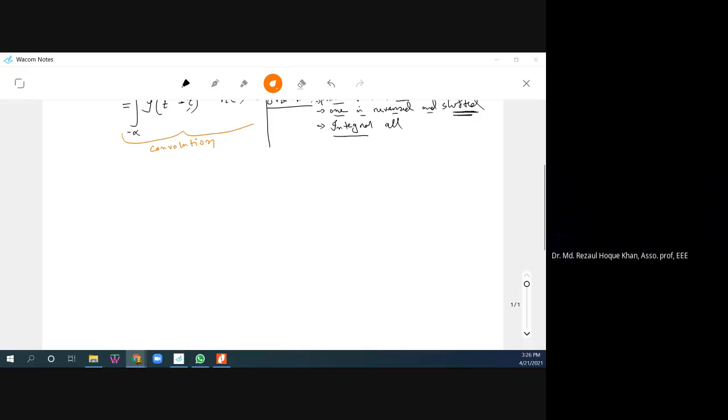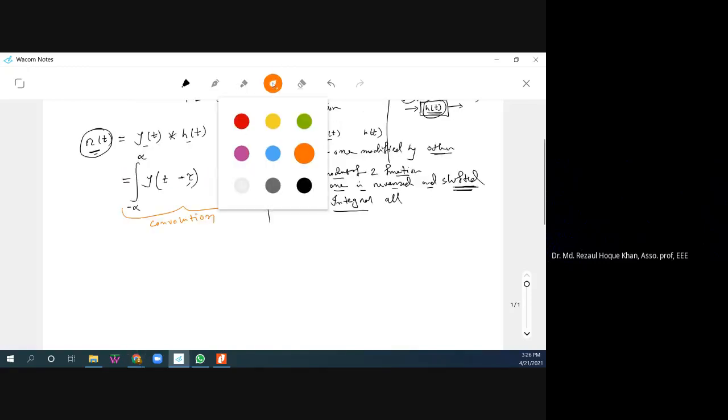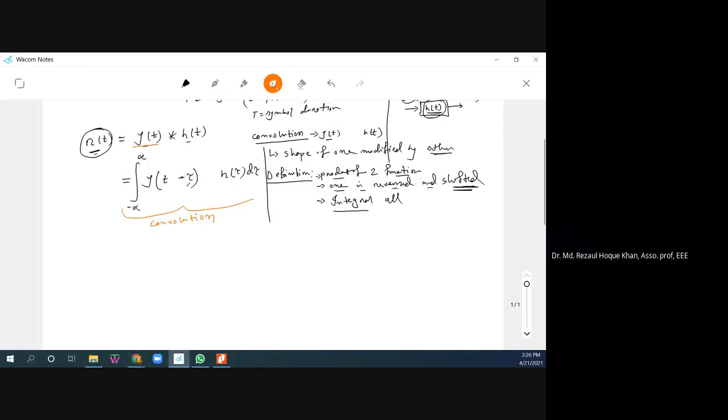Okay. For example, I do not know how the signal y looks like, or how the h looks like. I am just assuming, just arbitrary. So for an arbitrary operation, let's see how they will convolute it. What does it mean actually?